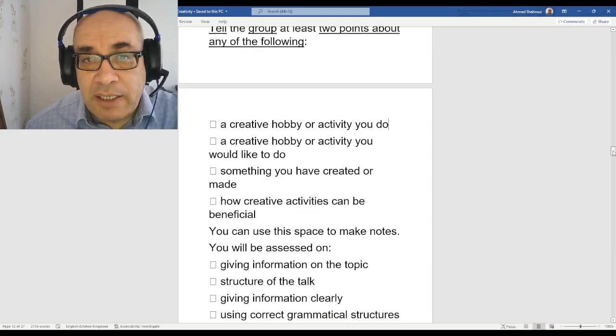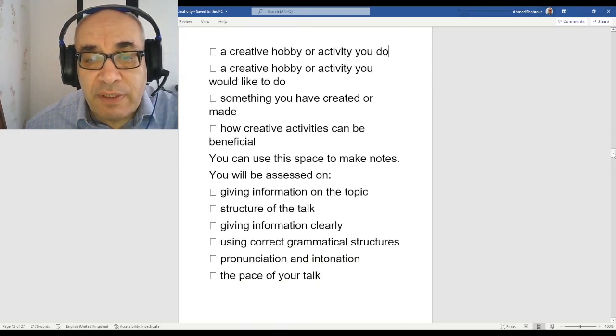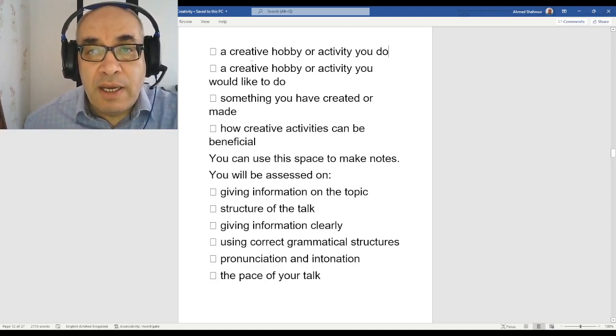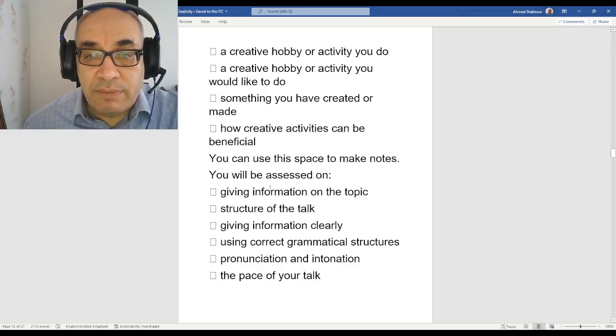As you can see, a creative hobby or activity you do, a creative hobby or activity you would like to do, something you have created or made, how creative activities can be beneficial. Beneficial means useful. You can use the space to make notes. You will be assessed on giving information on the topic.